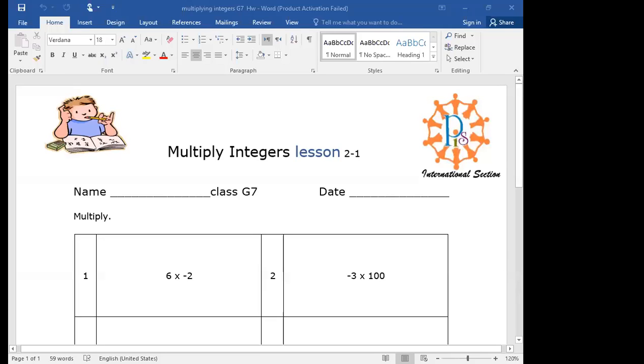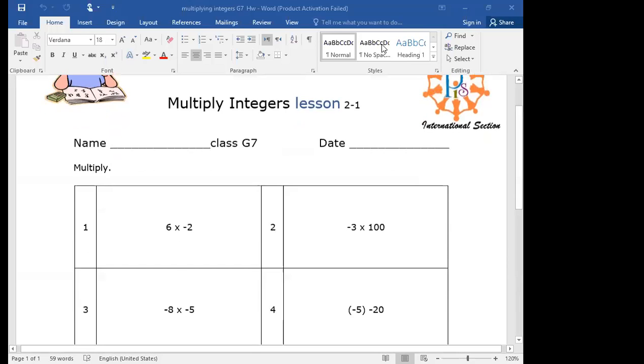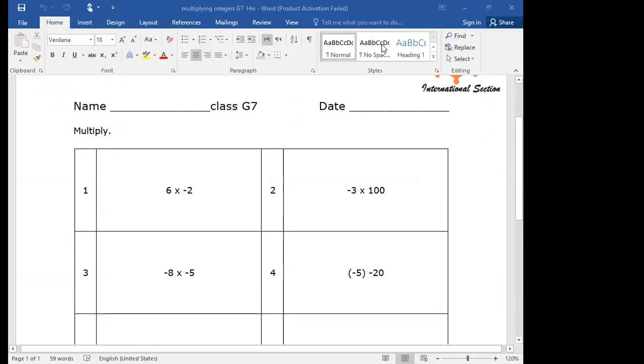Okay. Today, inshallah, as I said, we will talk about multiplying integers, which is lesson 2.1 in your book. Do you remember we talked last session about multiplying integers? You will find this sheet in our SMS today, inshallah.